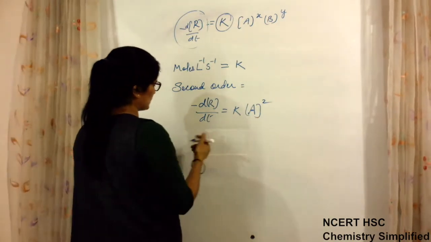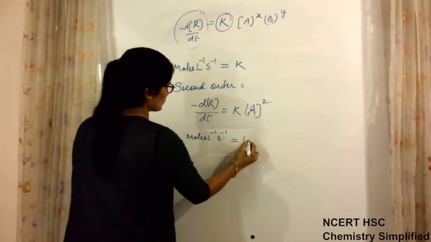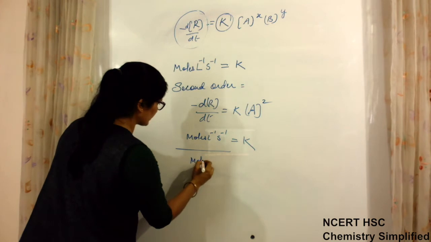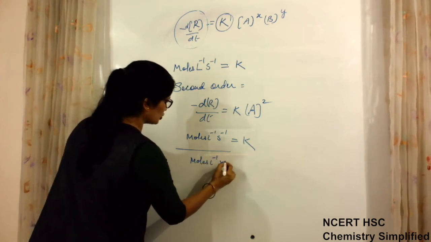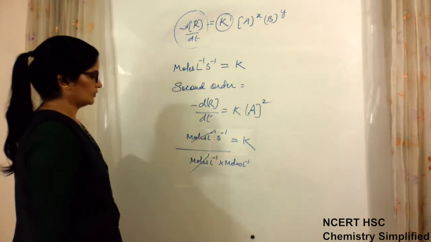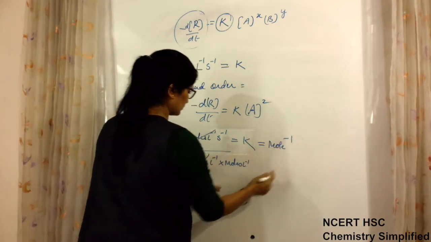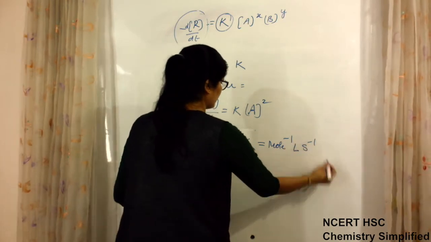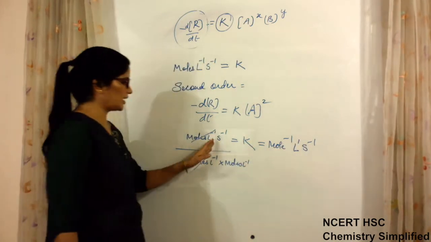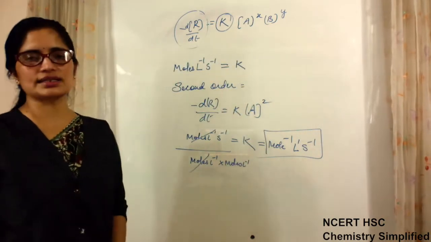So let us write like this. Again, this will be moles liter inverse second inverse is equal to K times A, and this A is concentration. So moles per liter into moles per liter. Okay, so what is left is mole inverse liter second inverse. Mole inverse, liter raised to power 1, and second inverse. So the unit for a second order reaction is mole inverse liter second inverse.